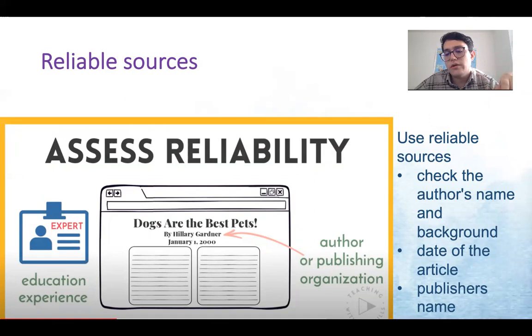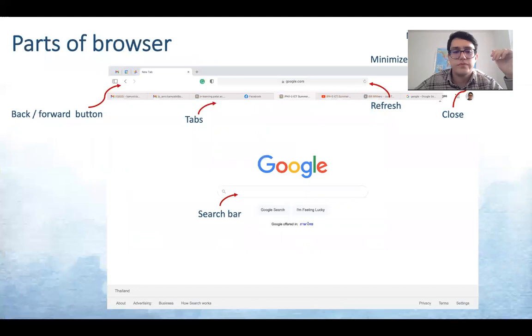Check the name of the author, the background of the author, who is he, what did he study, what is he working in, date of the article, when was it published, when was this written, what day, what year, publisher's name, who was the person who published this book.